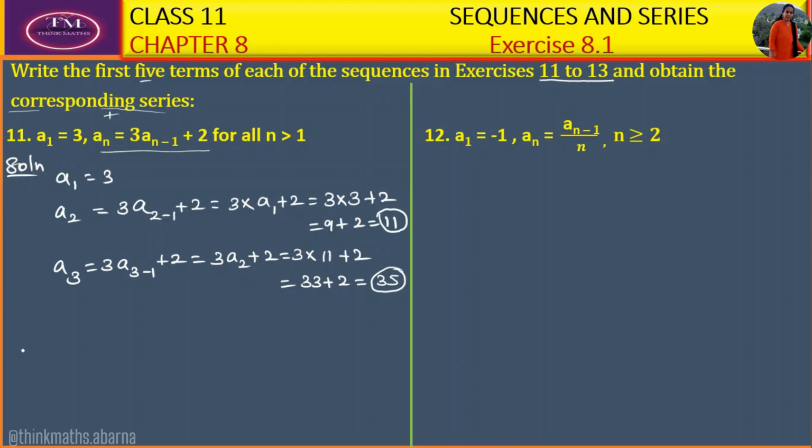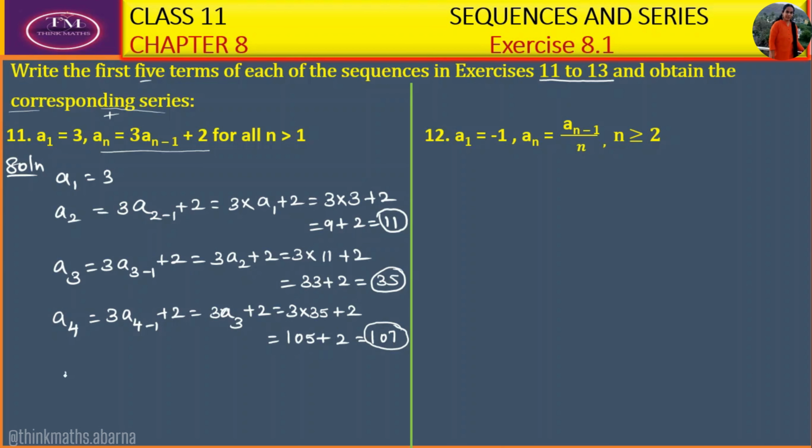So this is the third term. Next, the fourth one. The fourth one is 3 into a4 minus 1, plus 2. So 3 into 4 minus 1 is 3, so 3a3 plus 2. 3 into a3 is 35, so 3 into 35 is 105, plus 2, which is equal to 107. So this is the fourth term.